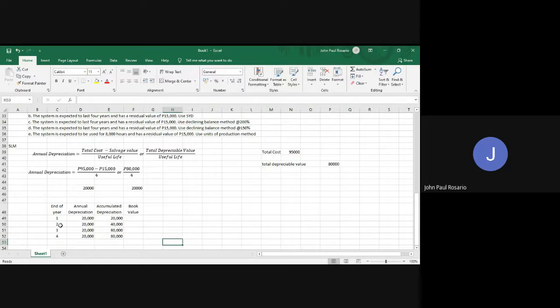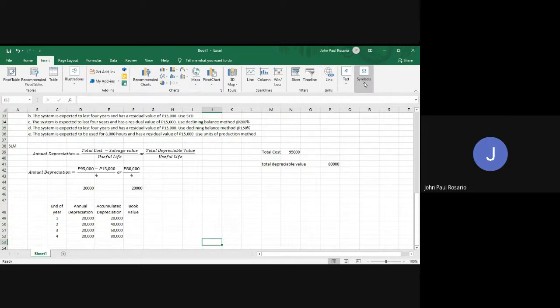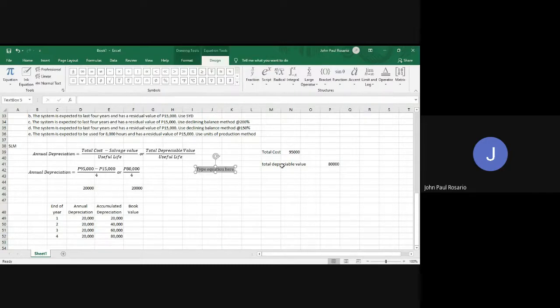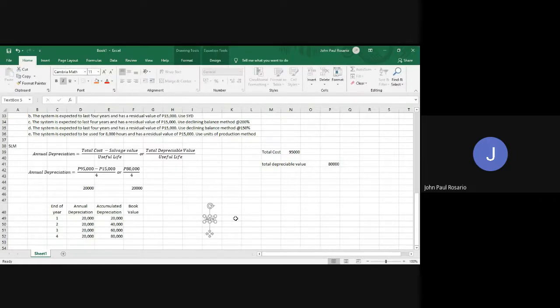So if you want to know your accumulated depreciation without doing the schedule, but simply calculating it through a formula, your accumulated depreciation would be the depreciation is equal to a fraction here.